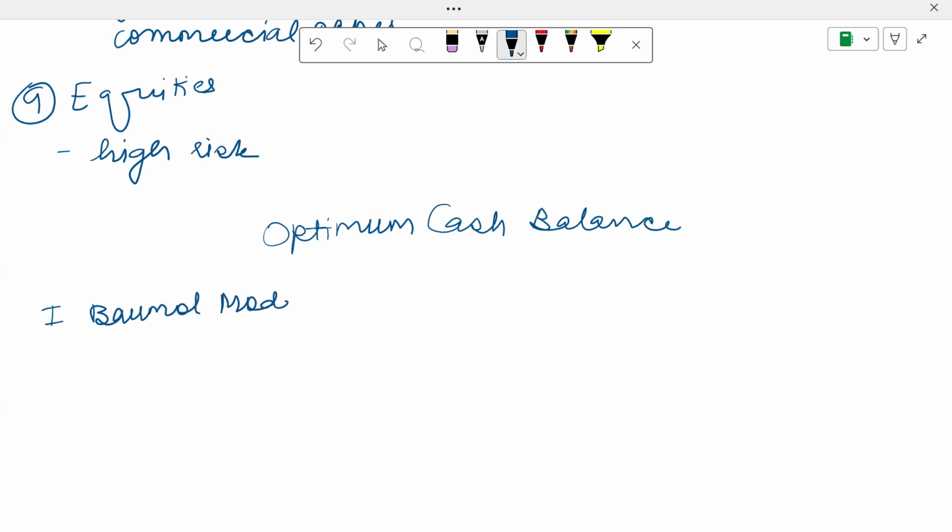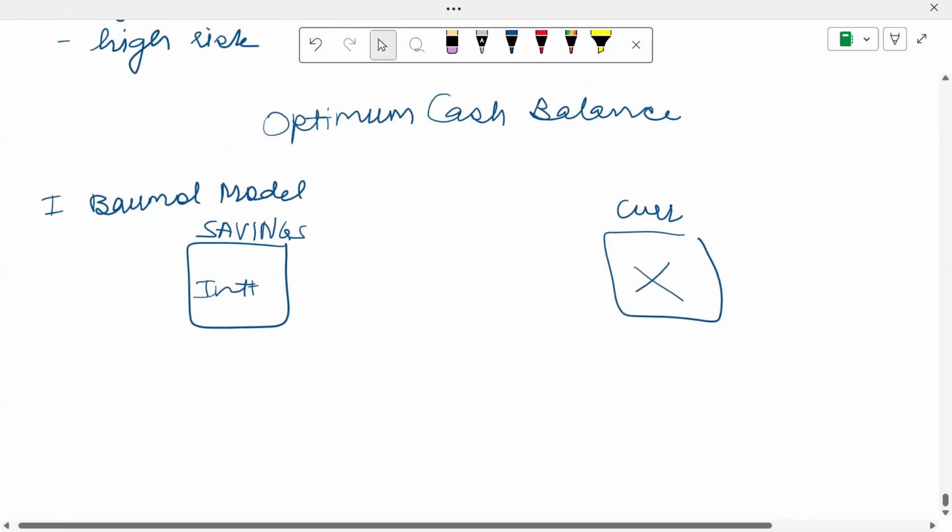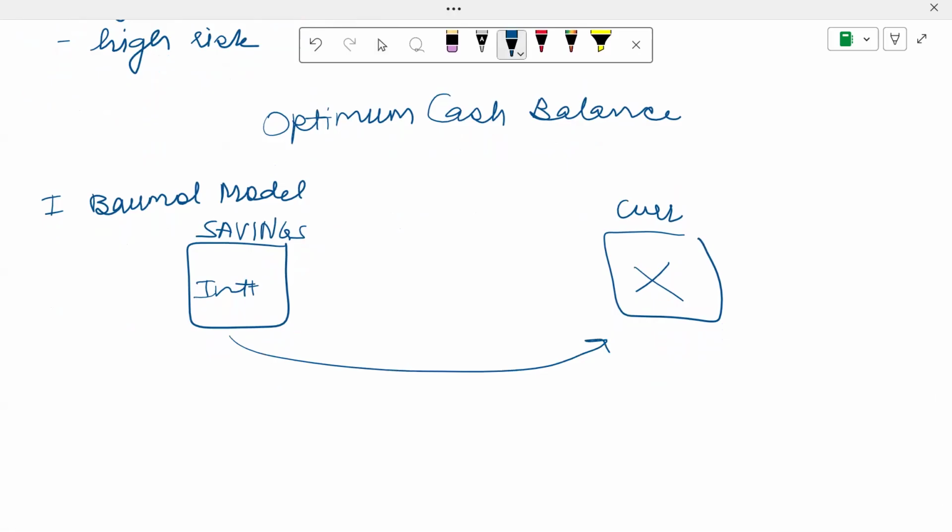So basically this model tries to optimize the amount of funds to transfer. Let's suppose you have two bank accounts: one savings account and one current account. Now, you do get interest in your savings account, but there's no interest on the current account. So the Baumol model tells you how much money you should transfer from the savings account to the current account, so that you minimize the opportunity cost of holding cash in the current account.